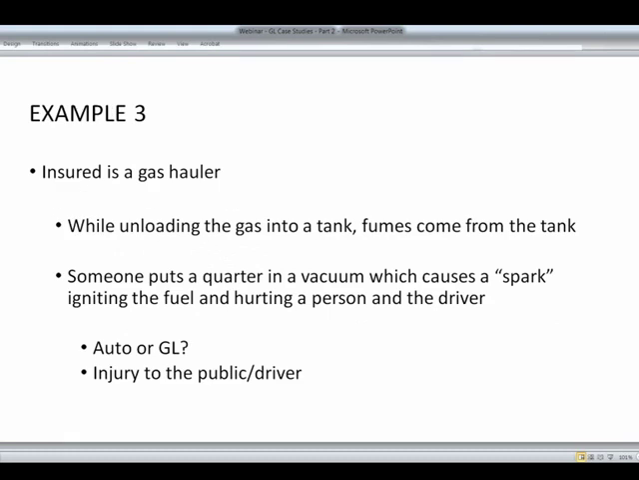Let's take some examples. A gas hauler, while unloading the gas into a tank, fumes come up from the tank. Someone puts a quarter in a vacuum, which caused the fumes to the vacuum to spark, igniting the fumes and hurting the persons and the driver.